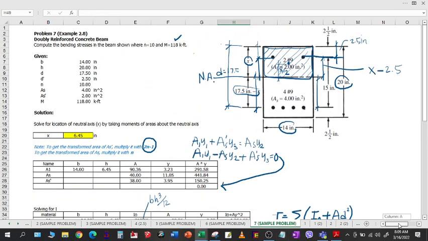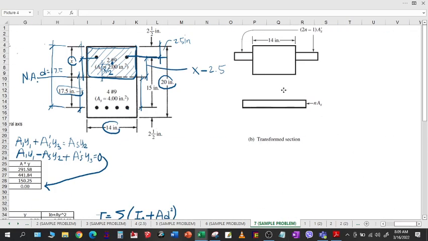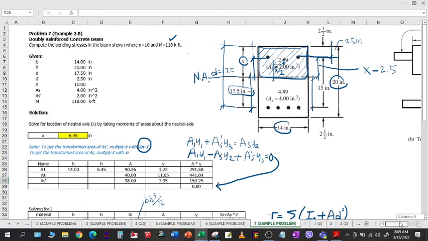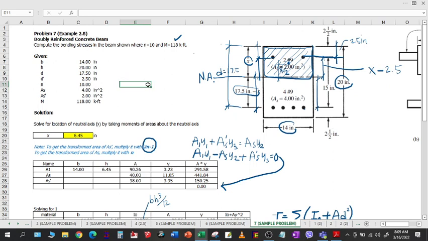And if you can see this diagram, this is now the transformed area. Okay, you can see here that because of N, the area of steel became larger, and the area of compression steel also became larger. Okay, that's how you convert. It's like converting steel to concrete. So you will have a greater area, a bigger area as compared to the concrete. Okay, thank you very much.